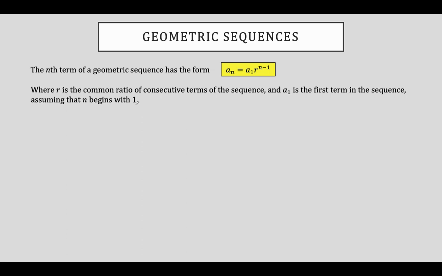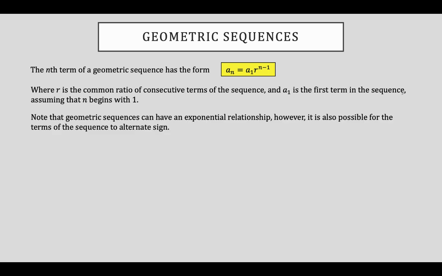And that should make sense. Notice, take a look here. If I plug in 1 for n, I get r raised to the 0 power. And any non-zero number raised to the 0 power is going to be 1, which leaves me with a1 times 1, which just says a1 equals a1. All right, so r is the common ratio of consecutive terms, and a1 is the first term in the sequence.